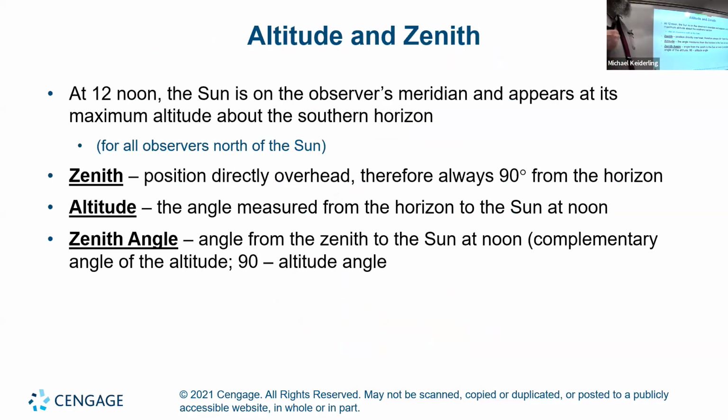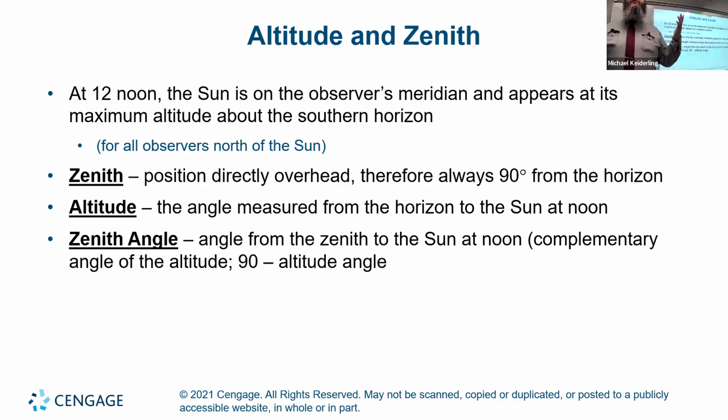It turns out, if you know where the sun should be based on the date, like where it's directly overhead, you can figure out where you are based on the height of the sun. At 12 noon, the sun is on the observer's meridian and appears at its maximum altitude about the southern horizon, for all observers north of the sun. So at local noon, the sun will be the highest it is in the sky.